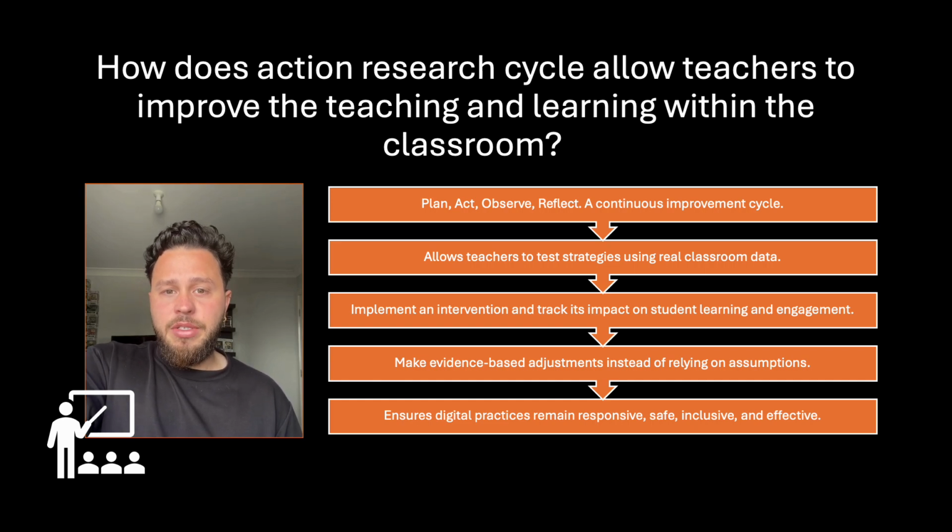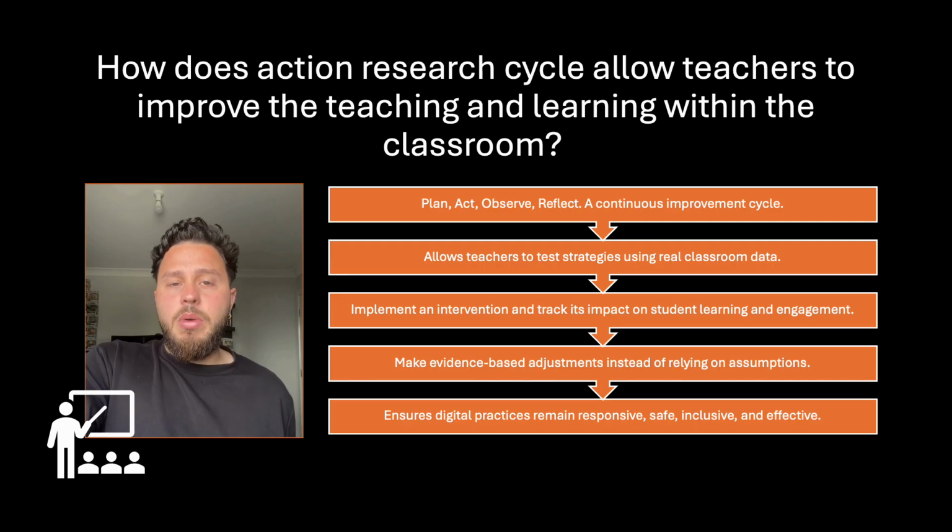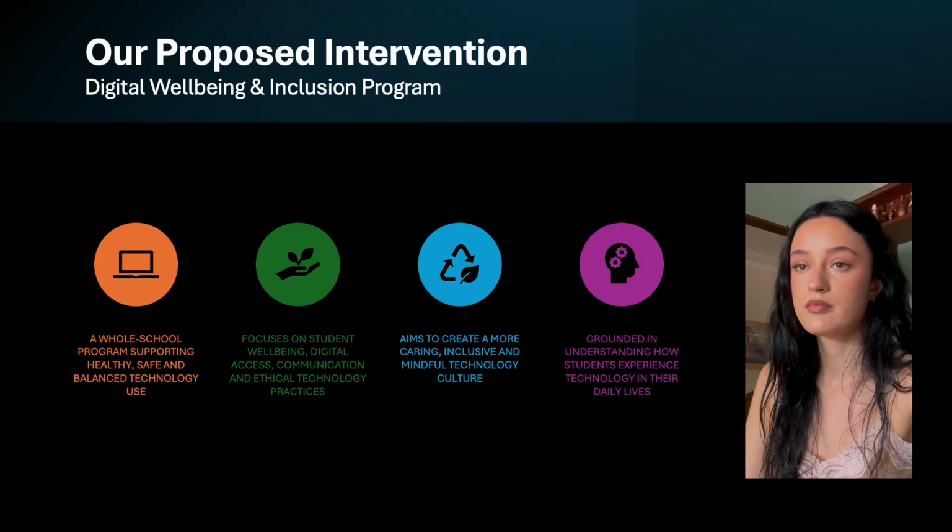Finally, the action research cycle, plan, act, observe, reflect, allows teachers to test strategies, collect evidence, and make informed changes. This ongoing process helps us continually improve teaching and learning, especially in technology-rich environments.